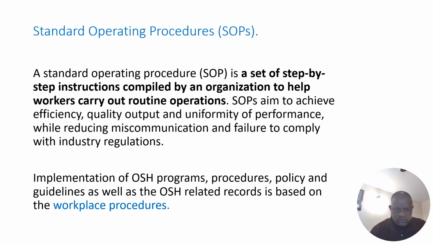I am going to go straight to the first slide, where we say standard operating procedures. Every organization has got standard operating procedures. A standard operating procedure is a step-by-step instruction compiled by an organization to help workers carry out routine operations. SOPs aim to achieve efficiency, quality, output, and uniformity of performance while reducing miscommunication and failure to comply with industry regulations. Implementation of occupational safety and health programs, procedures, policies, guidelines, as well as the occupational health related records is based on the workplace procedures.